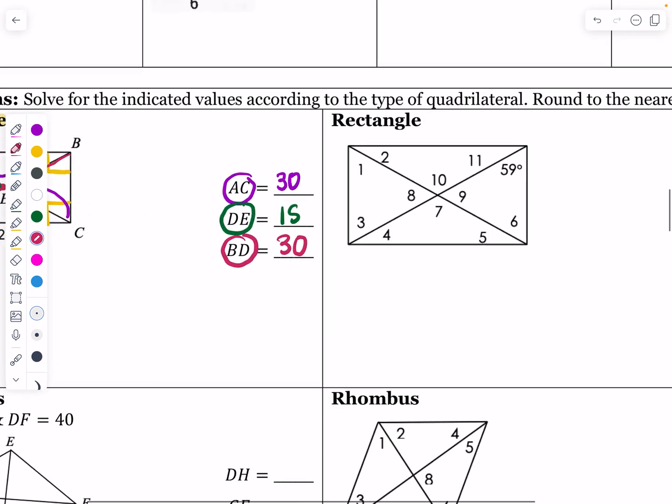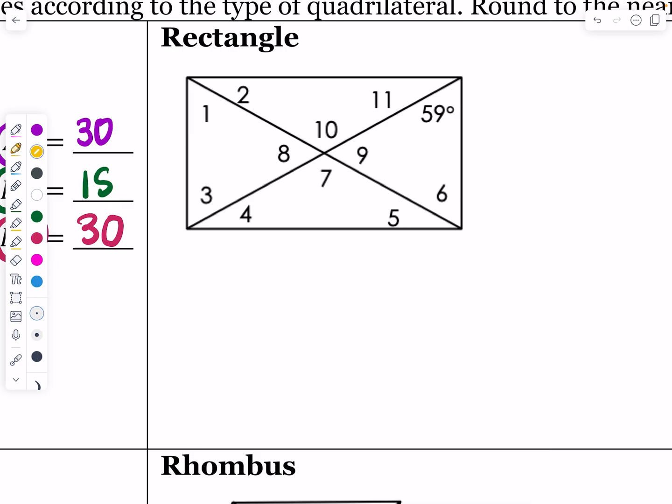All right, let's do that again for a rectangle. What does it mean that it's a rectangle? First, we have four right angles, one in each corner. And then we also know that each individual piece of that diagonal is going to be congruent. All four of those pieces are going to be congruent to each other, as well as the full diagonals will be congruent to each other in length.